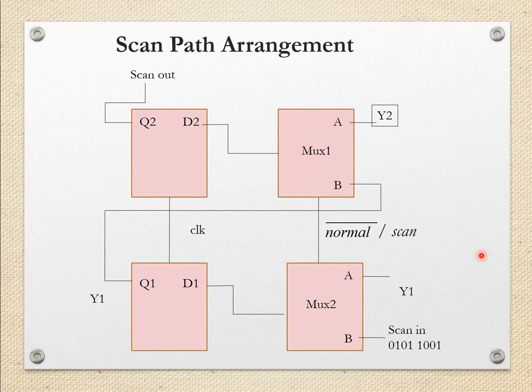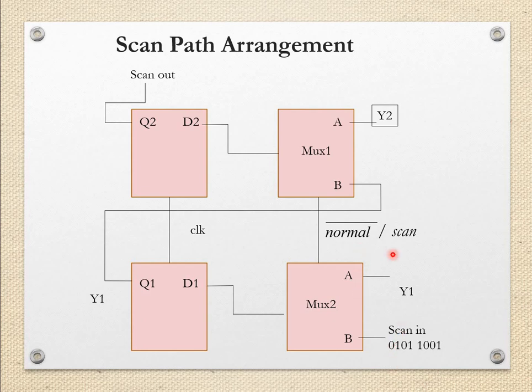So in this sequential circuit, how the scan path arrangement is made is shown. We have a group of multiplexers and a group of flip-flops. The multiplexers are used over here for selecting whether we want the normal mode or the scan mode. This is the select input of a multiplexer, which is normal bar or scan. So we can go for either the normal mode or the scan mode. If a logic 1 signal is provided over here, it will enter the scan mode.